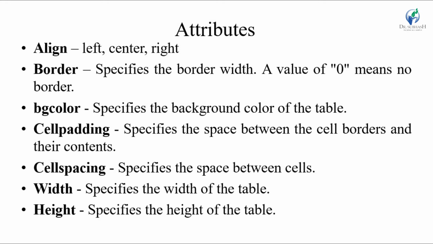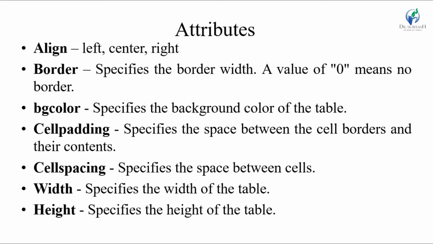Now the next is bgcolor. The bgcolor attribute is used to specify the background color of your table. If you want to set red as the background of your table, then you use bgcolor, and inside that we specify the value red. So the red color is applied as a background to the table.